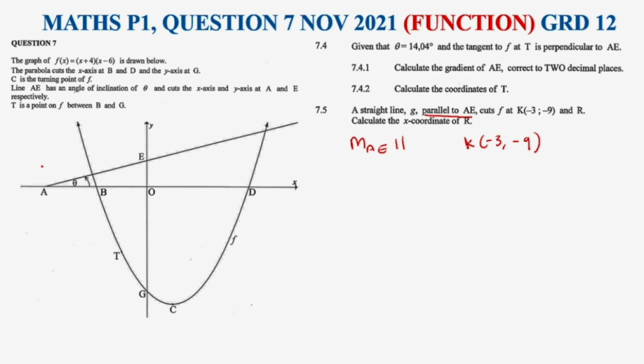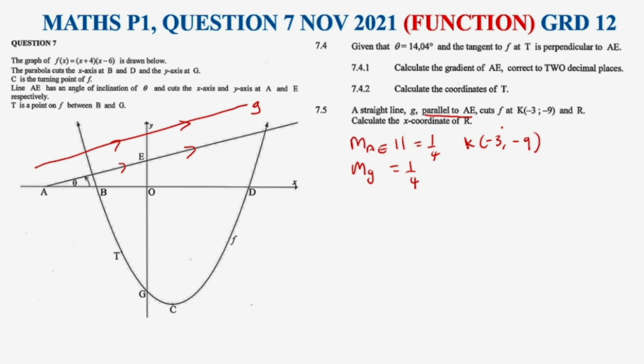So maybe let's just say this is G here, which is parallel to AE, as stated by the question. So the gradient of G and AE are the same. So AE's gradient was what? AE's gradient was 1 over 4. Therefore, the gradient of G should be 1 over 4.